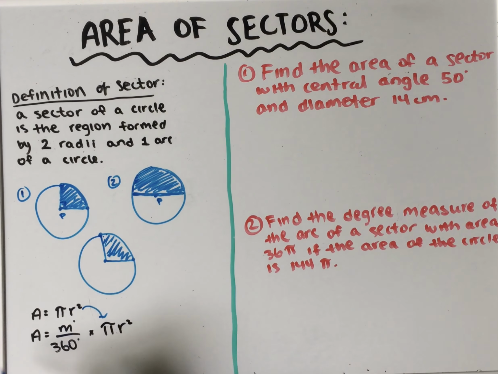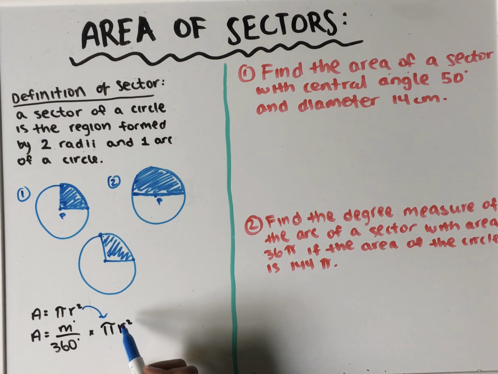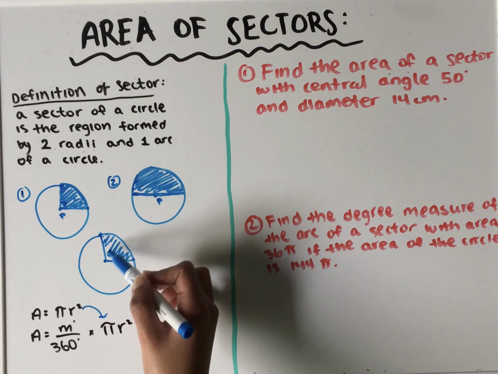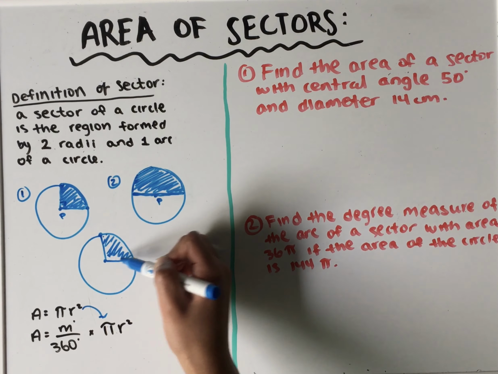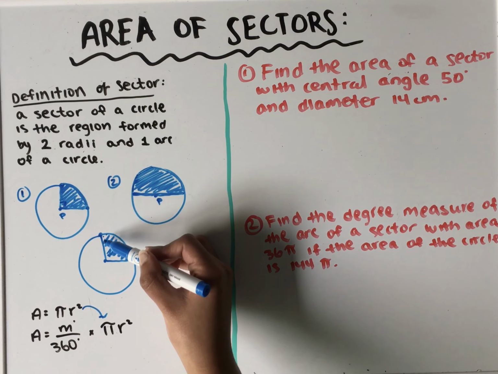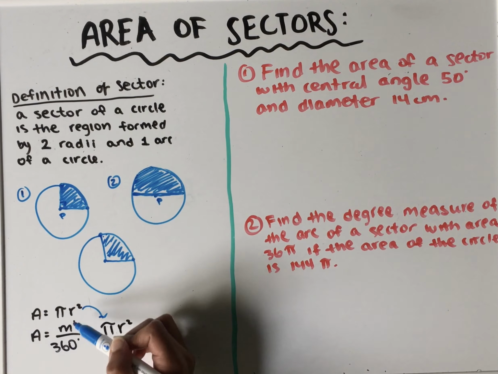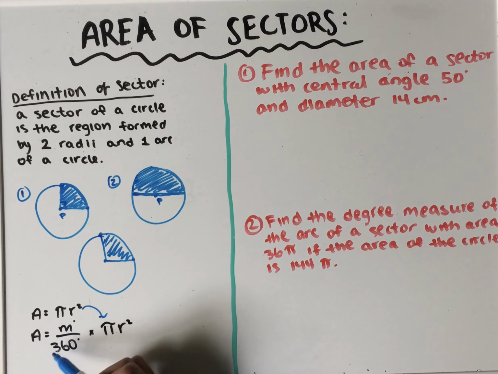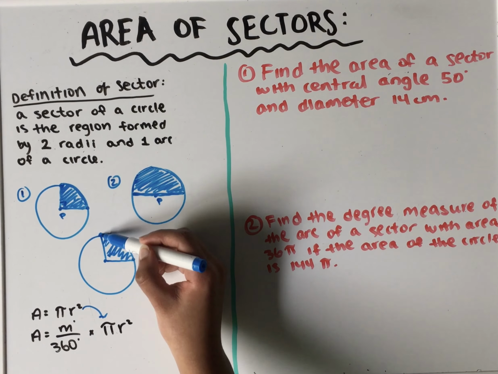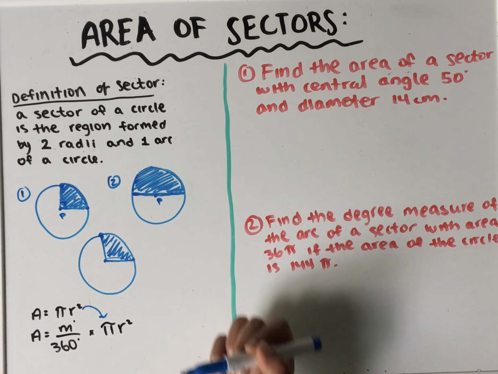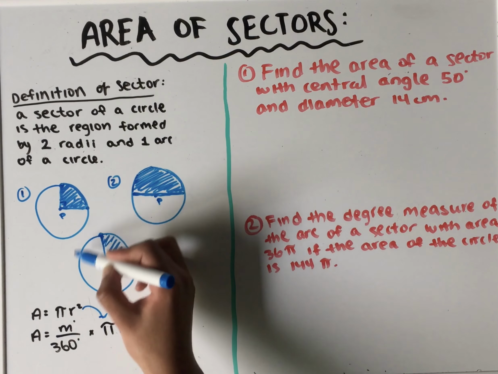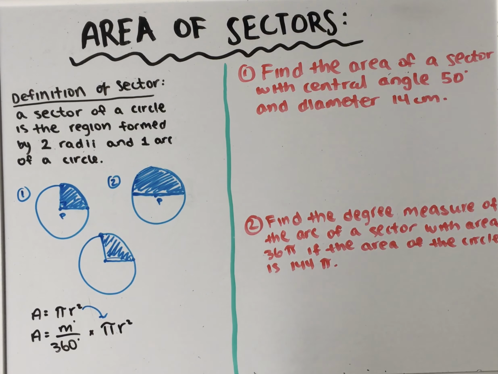And obviously we know that the equation has to do with the area of the circle and the angle that the circle forms, and if we get the fraction of that, the m divided by 360 degrees, this angle multiplied by the area of the circle would give you the area of the sector. So here we have 2 problem examples, and let's solve them.